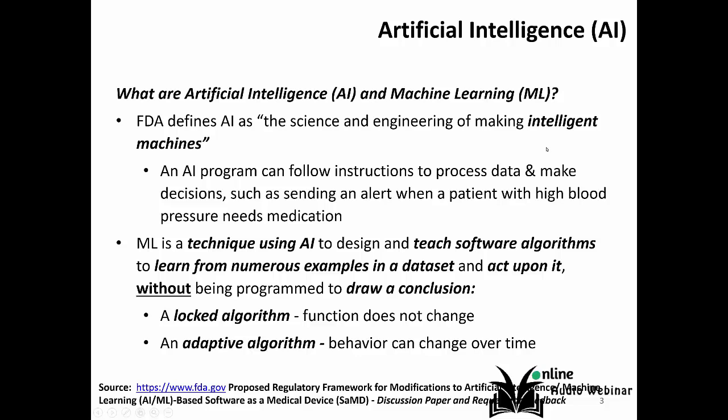So what's artificial intelligence and machine learning? The FDA defines AI as the science and engineering of making intelligent machines. The program can follow instructions coded into it that process data and make decisions. And ML, machine learning, is a technique using AI in order to design and teach software algorithms to learn from numerous examples in a data set and act upon it, without being programmed to draw a conclusion. So it's all based on the data that you're using.